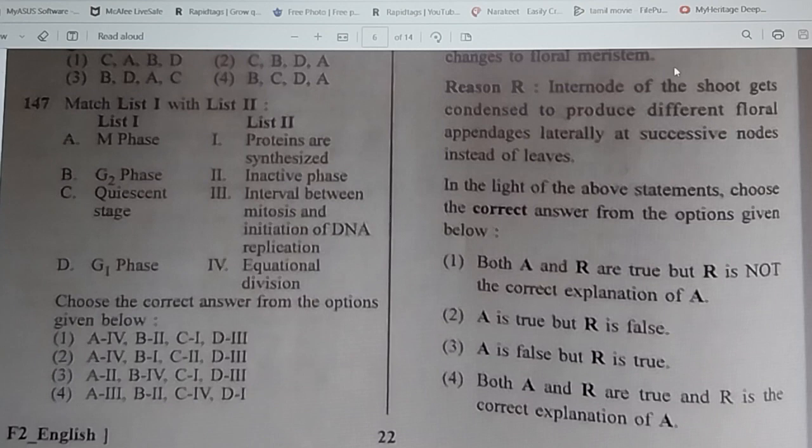147, of course, M phase where we have equational division, and then G2 phase. Proteins are synthesized in G2 phase. Quiescent stage is the inactive phase, and G1 is the interval between mitosis and initiation of DNA replication. So option B is the correct answer for 147. 148.